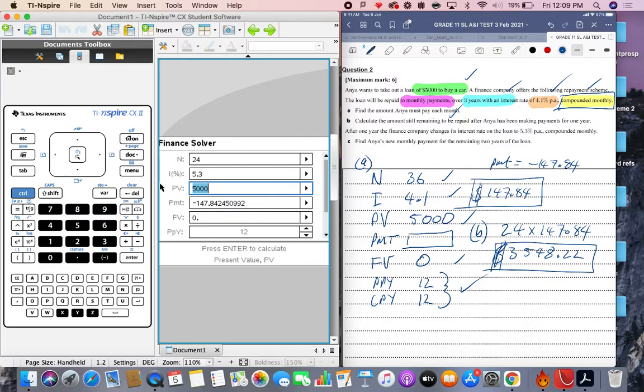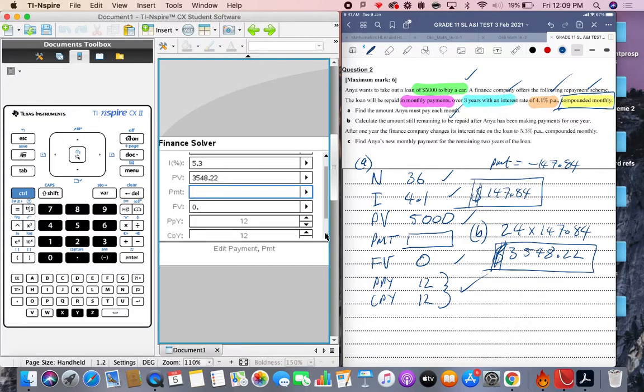All right, so I will put in the 3548.22, why not? Payment is what I'm trying to work out. I'll just delete that. Future value still needs to be zero. I want to pay it all back. And then 12 and 12. Click in here, press go.